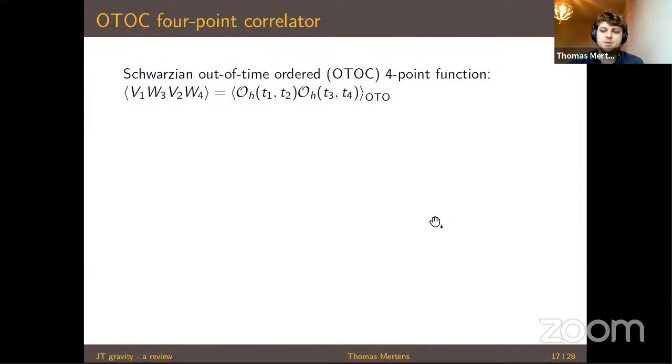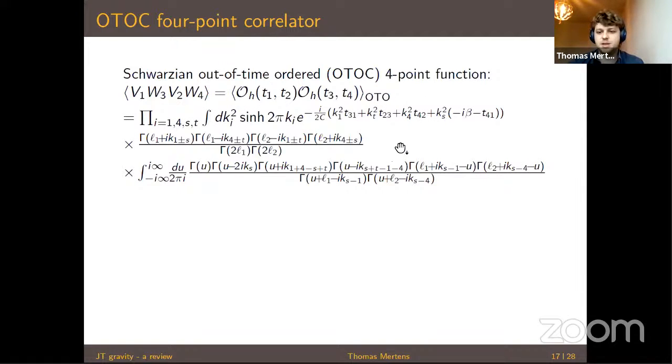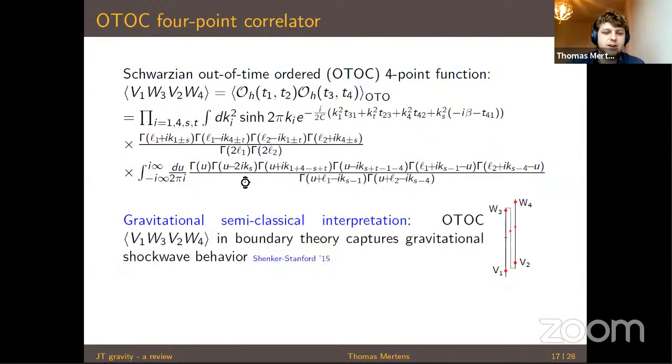As a last example of these boundary correlators, I want to show you the out-of-time-ordered 4-point correlator as a more complicated example. Here you take two of these bilocal operators, but you put the operator legs in an out-of-time-ordered fashion. Again, you can do the calculation in the Schwarzian theory exactly, and it's a very complicated expression. I just show it here to show you that it is concrete, but it's complicated.